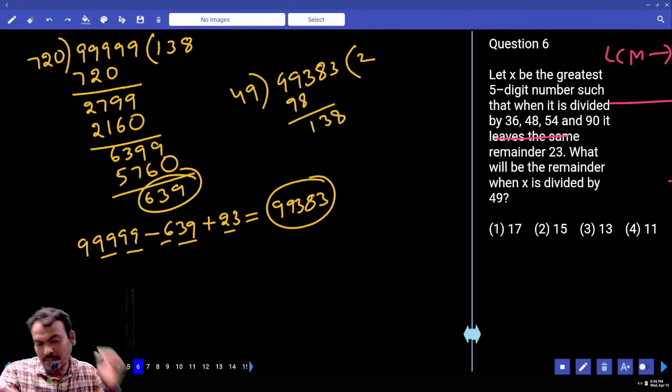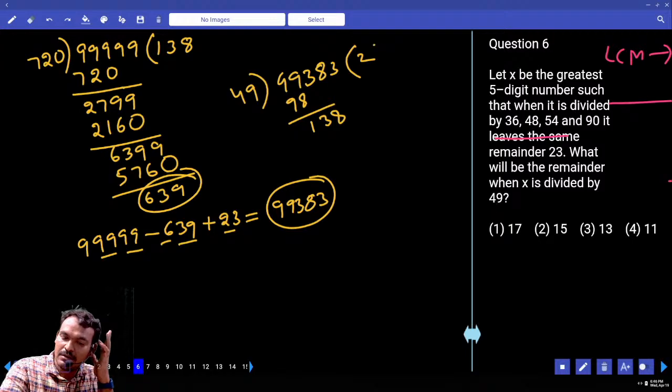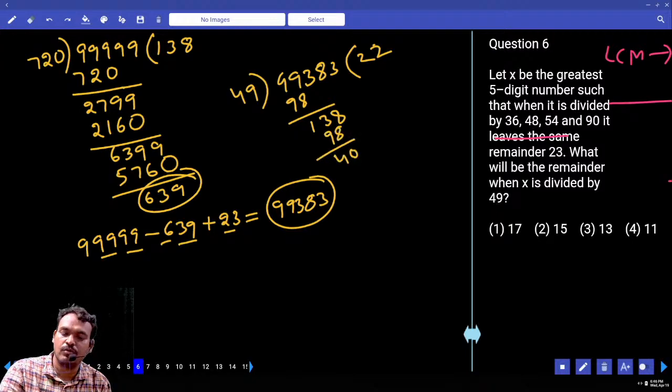138. 138 means 49, 3 times. 3 times means 147. 2 times, 98 complete. What is the remaining? 40 means 403. 403 means 40, almost 9 times or 8 times? 8 times. 320 plus 72, 392 or not? What is the remaining? 11 or not?